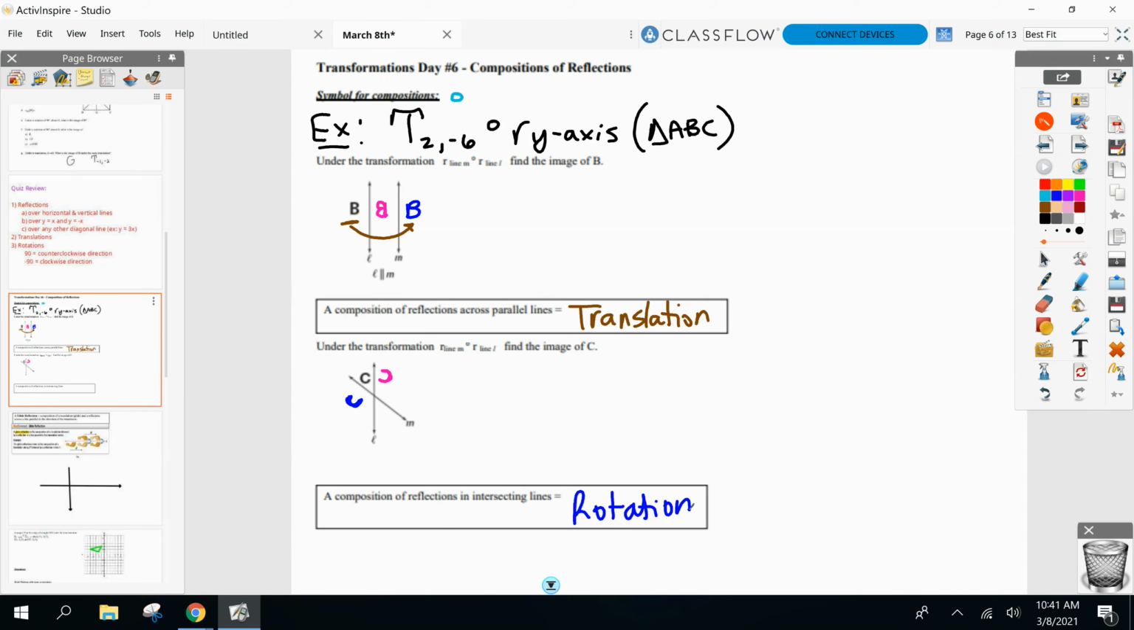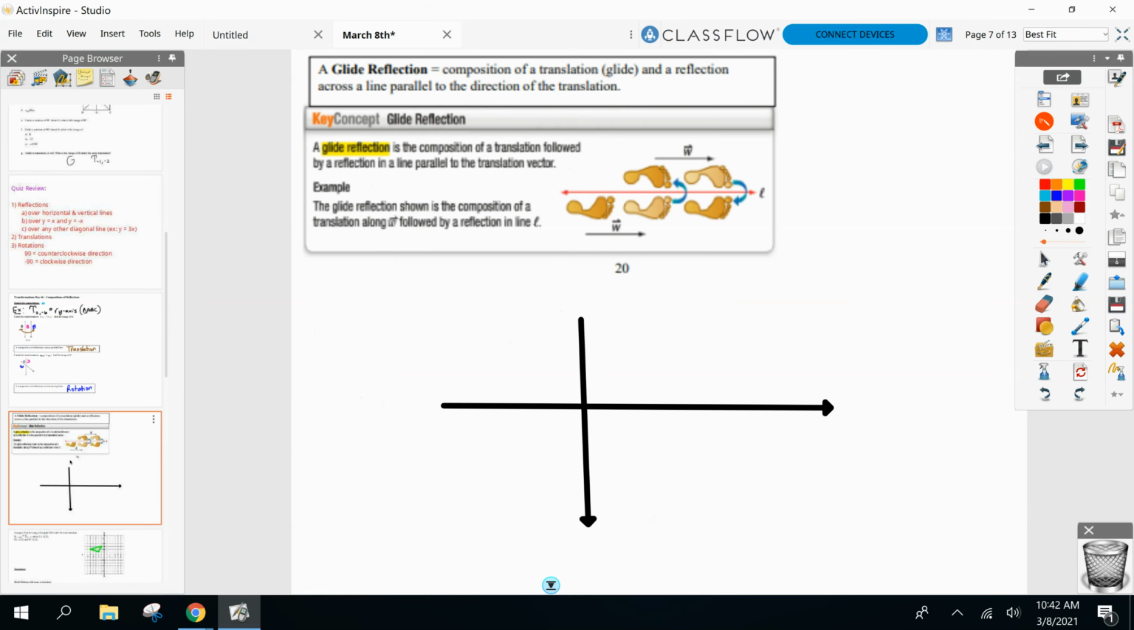All right, you ready to get a little dancing in? With the last special type of composition. Ready for a little dancing at home? You guys got your music. You may want to jack it up right now. Called a glide reflection. A glide reflection. What's it sound like? Glide, meaning I'm probably going to do what?